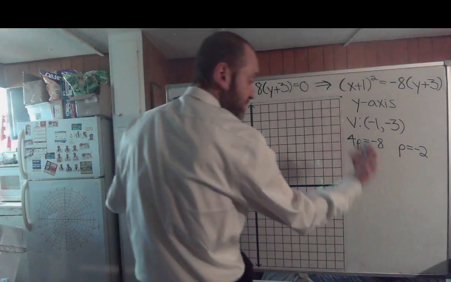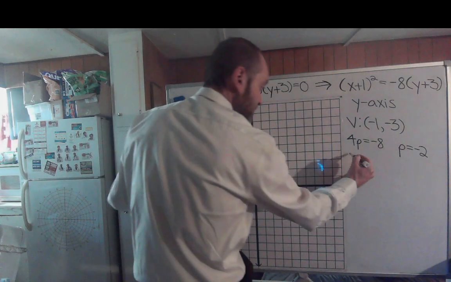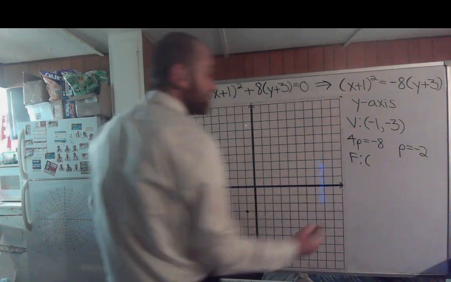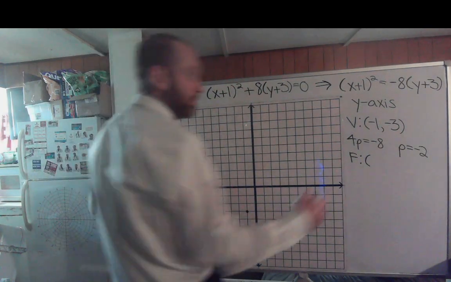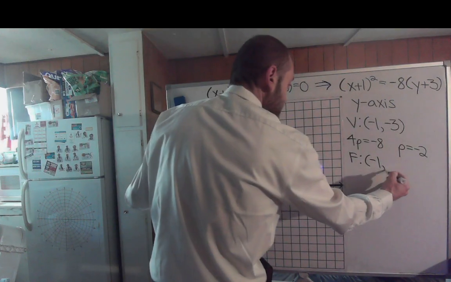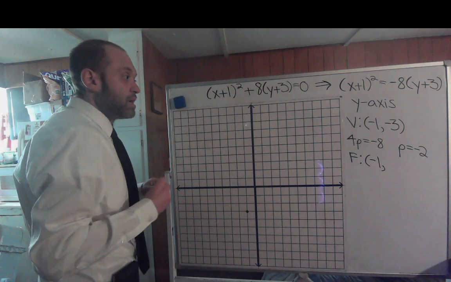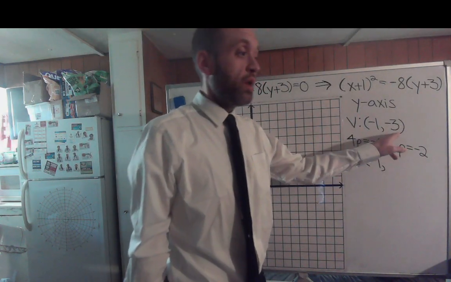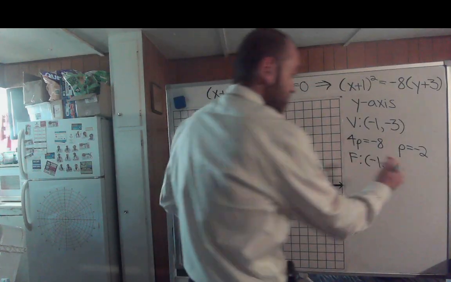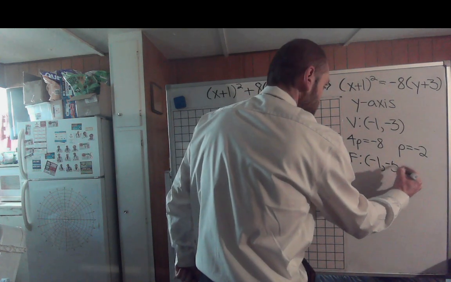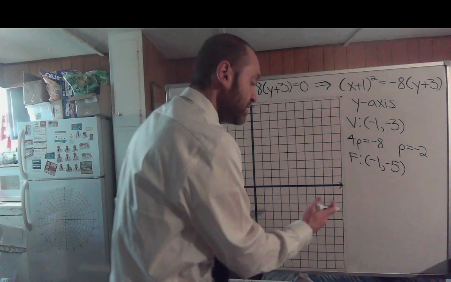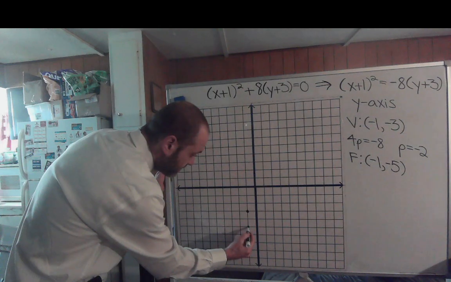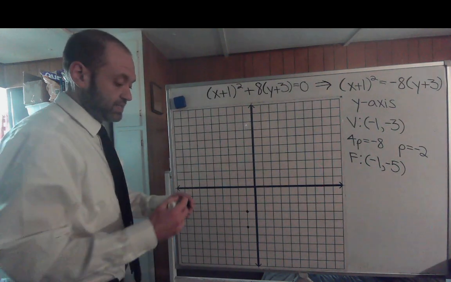Now, since we've obtained p, we can find the focus and the directrix. Let's start with the focus first. So y-axis symmetry means I leave the x-coordinate of the vertex alone, but I need to take that -2 and add it to my y-coordinate of -3, giving me the y-coordinate for the focus being -5. So the focus can be found at -1, -5. There's my focus.